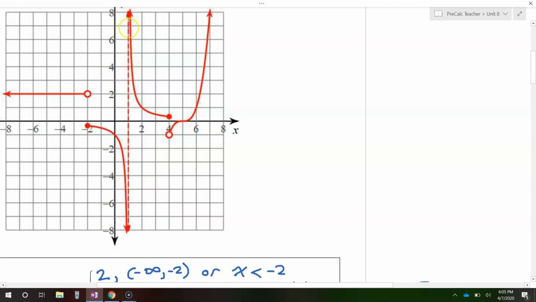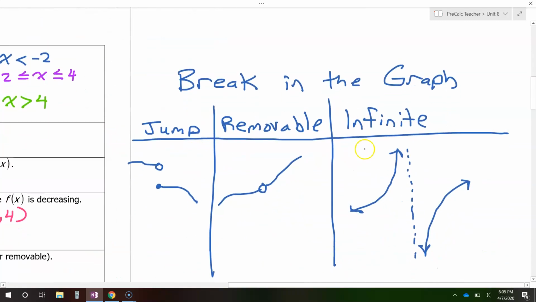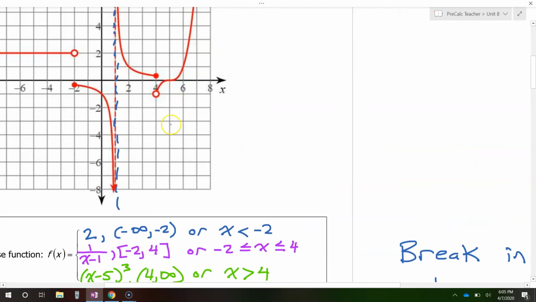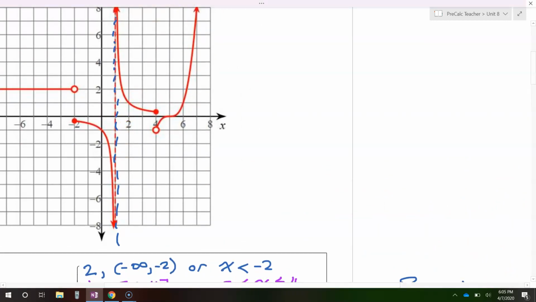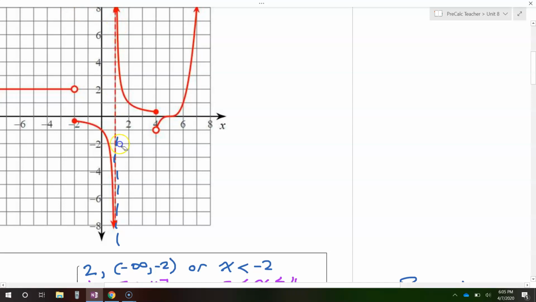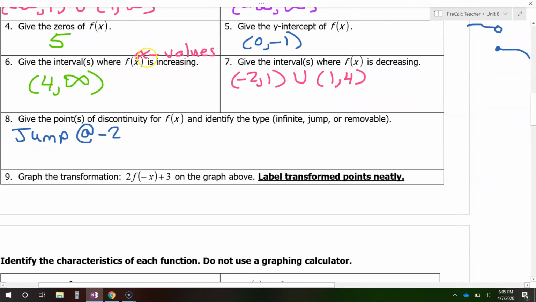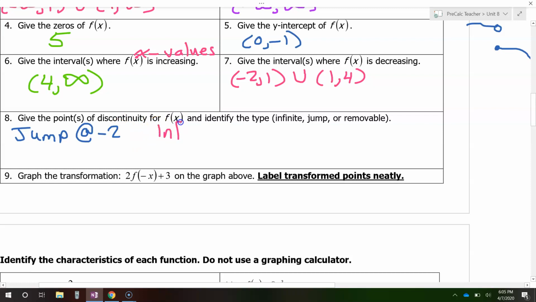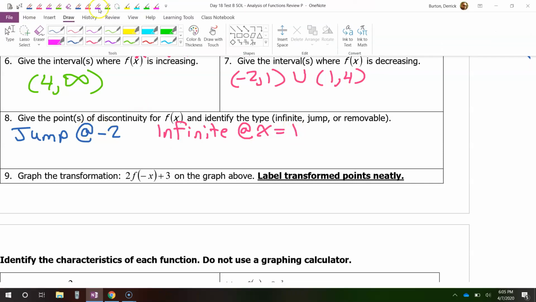What else you got? Well, we have a discontinuity happening right here, don't we? Right there. We have an asymptote. And what kind of break is that? What kind of discontinuity is that? We call that an infinite discontinuity, and it is at 1. So we will say that there is an infinite discontinuity at x equals 1. I just said at -2. I should have said x equals -2.